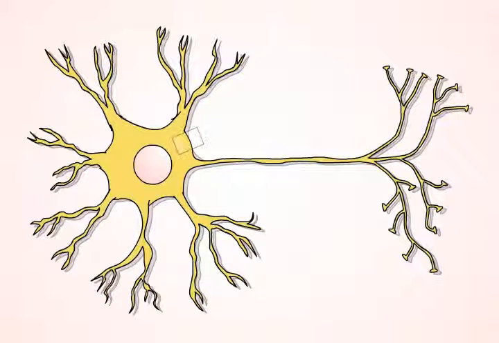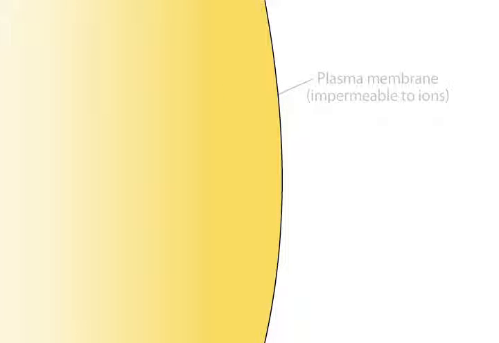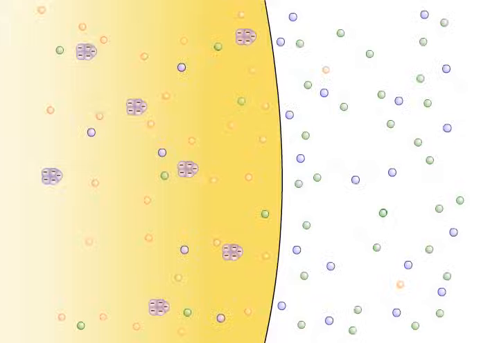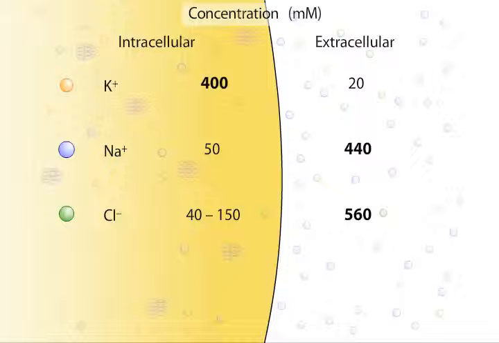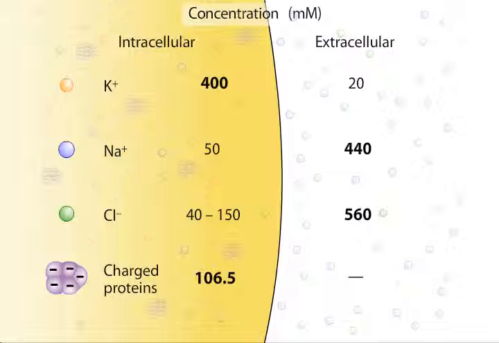Neurons, like all living cells, are surrounded by a plasma membrane that is impermeable to ions. This property allows a neuron to maintain different concentrations of ions between the inside and the outside of the cell by preventing the passive diffusion of ions from regions of high to low concentration.